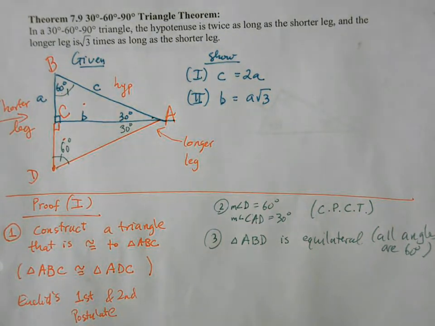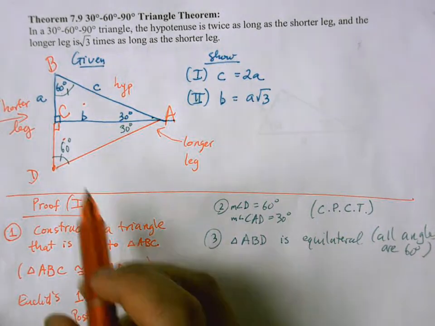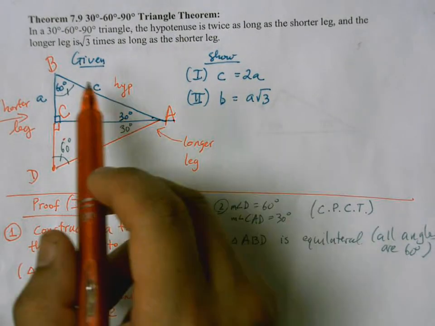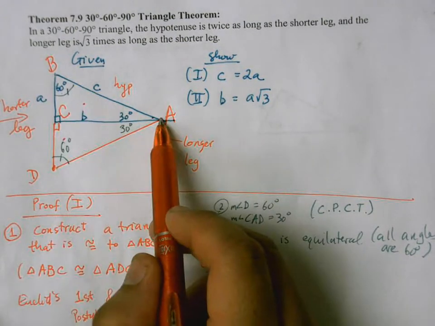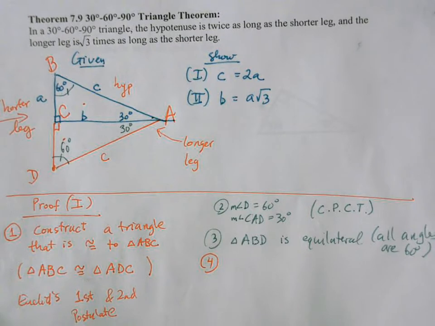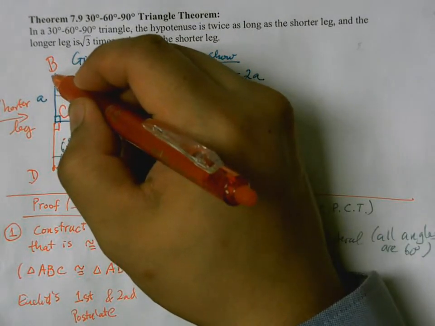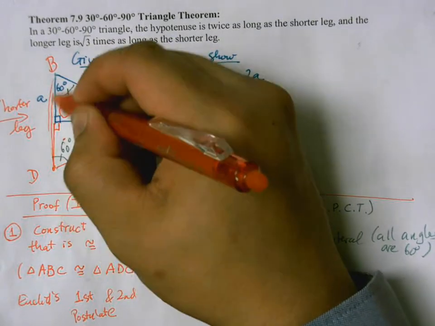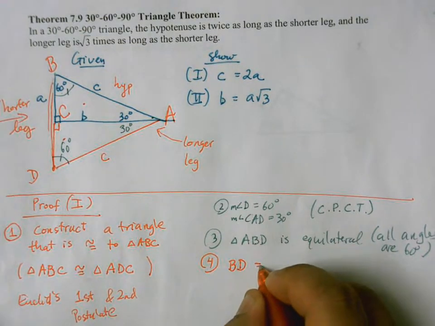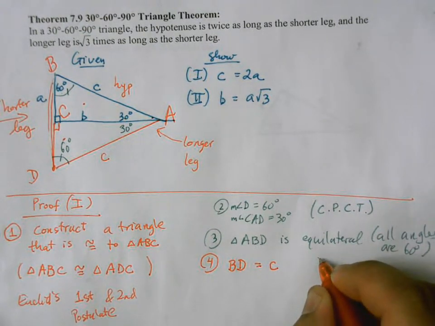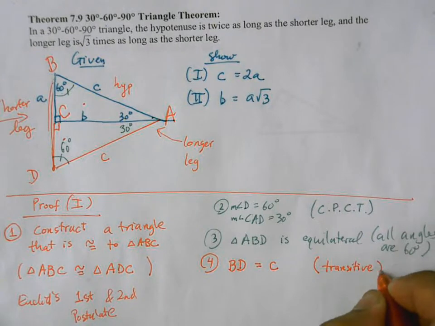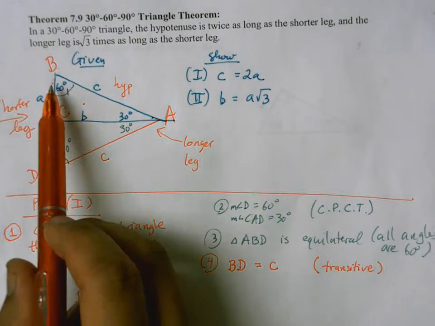And if that's true, then we can make some more observations about this triangle. BA here is equal to DA. This must also be equal to little c. And this length here, BD, is also equal to c. So I'm going to start out by saying that BD is equal to c, because of the transitive property: BD is equal to BA.